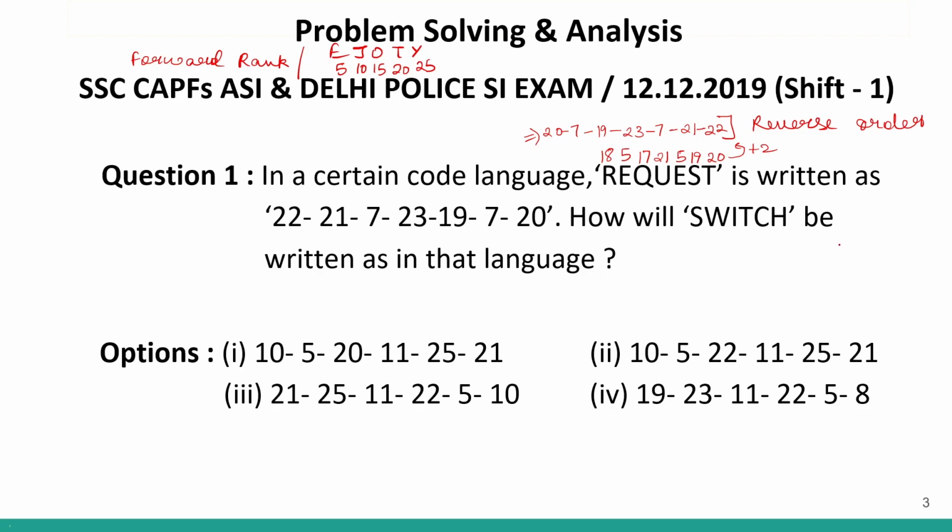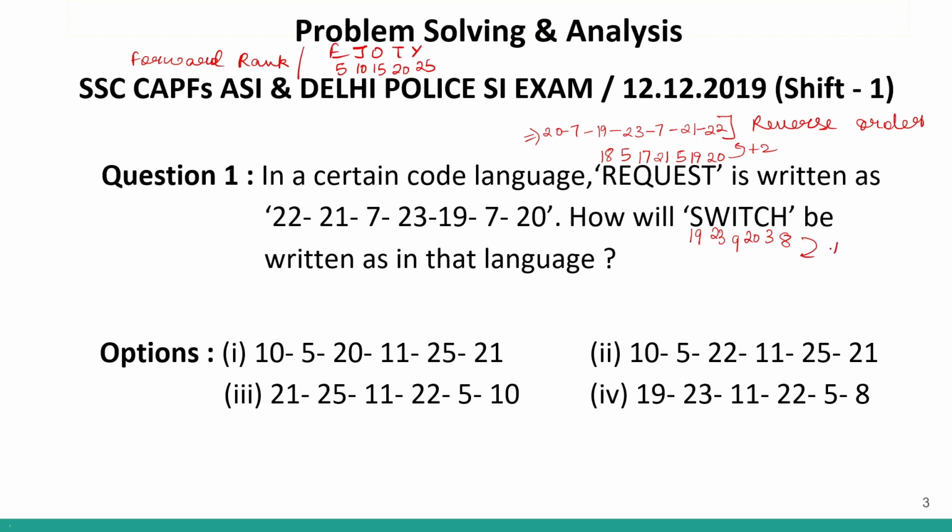So let us do the same thing for switch. Let us write the forward ranks. For S, the forward rank is 19. For W, it is 23. For I, it is 9. For T, it is 20. For C, it is 3. And for H, it is 8. So by now you should remember the forward ranks. We have done this numerous times.